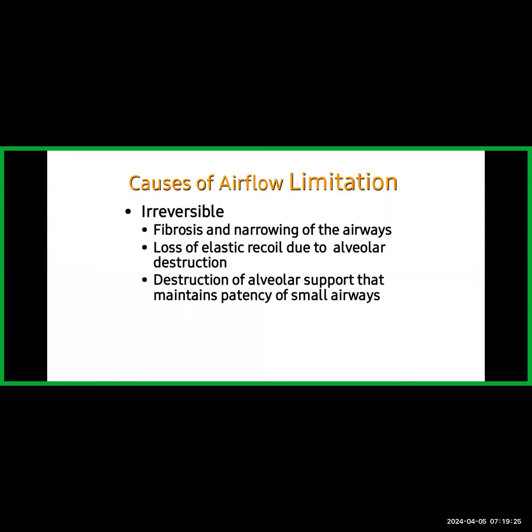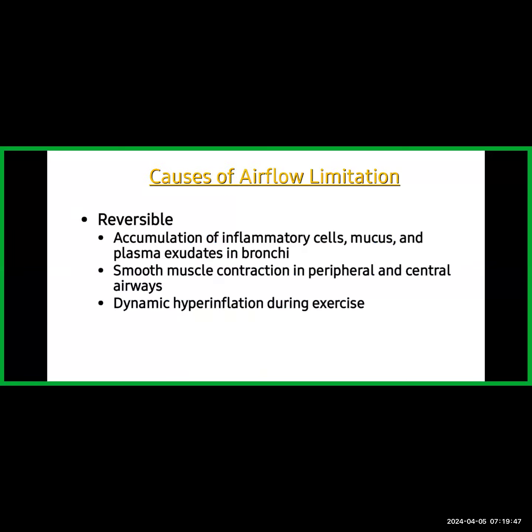So what causes this airflow limitation? Some of the factors are reversible, some of them are non-reversible. For the non-reversible, there is fibrosis and narrowing of the airways, loss of elastic recoil due to alveolar disruption, and disruption of the alveolar support, which is usually achieved by surfactant. So these are usually non-reversible. For the reversible ones, the effect of the inflammatory responses can actually be reversed, along with smooth muscle contraction and airway hyperinflation.